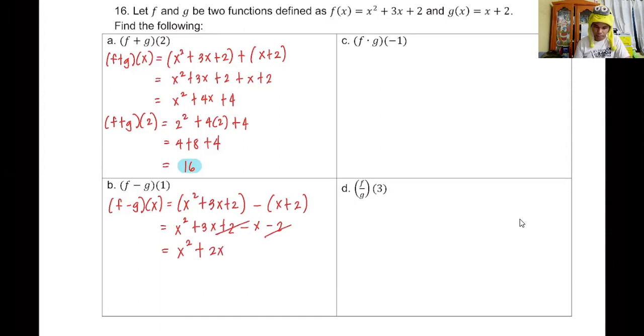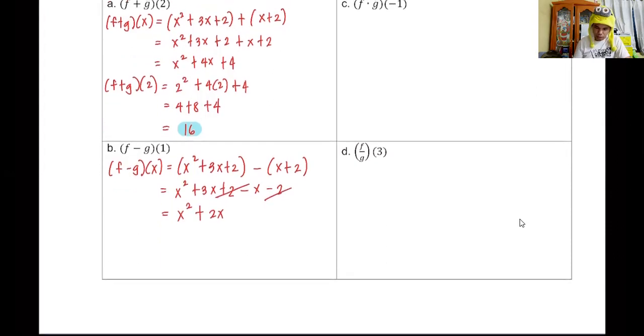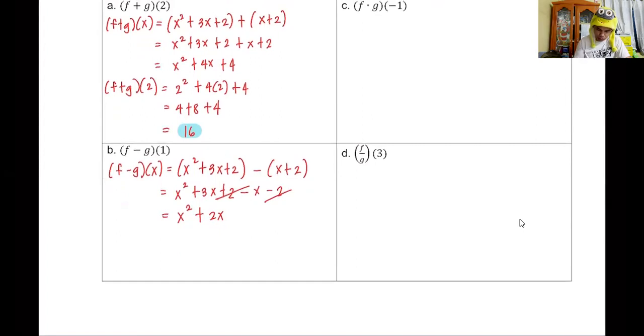Now, what happens next is we substitute as well, so this becomes 1 squared plus 2 times 1. This is 1 plus 2, and the answer is 3. Okay? Now let's go to letter C.